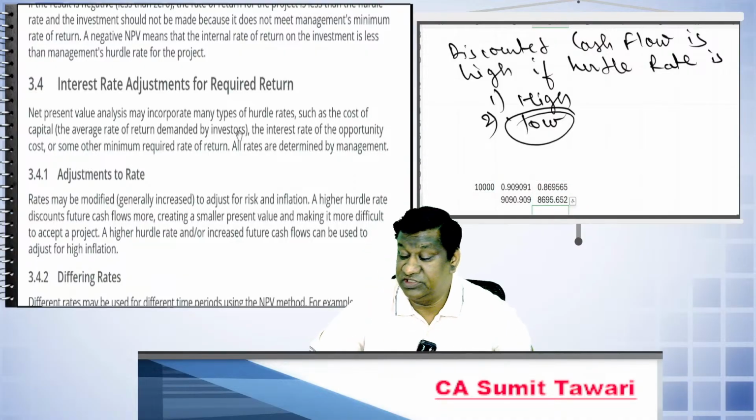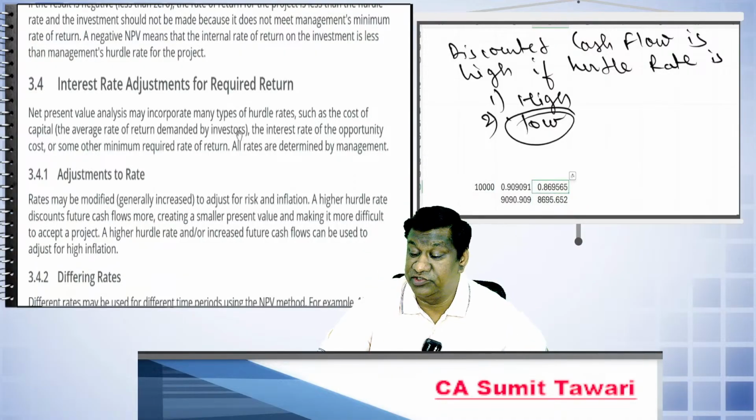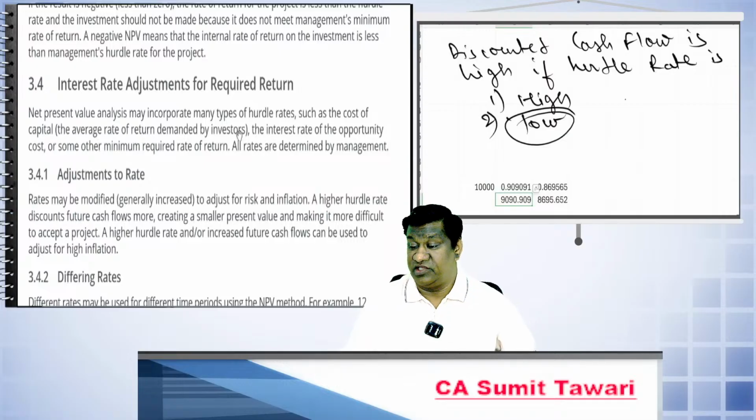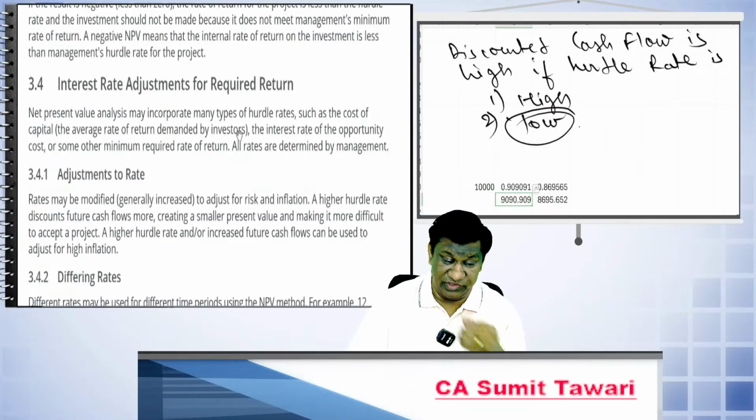Why? Because here I want to accommodate 15% return on investment, so the leftover amount is low. And here I need to accommodate 10% return on investment, so the amount is high. So discounted cash flow is always high if hurdle rate is low. Accordingly you need to decide.